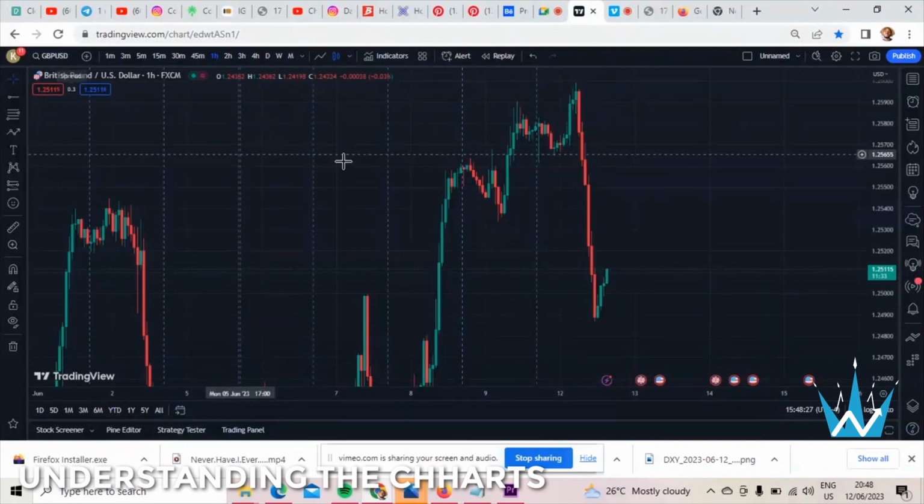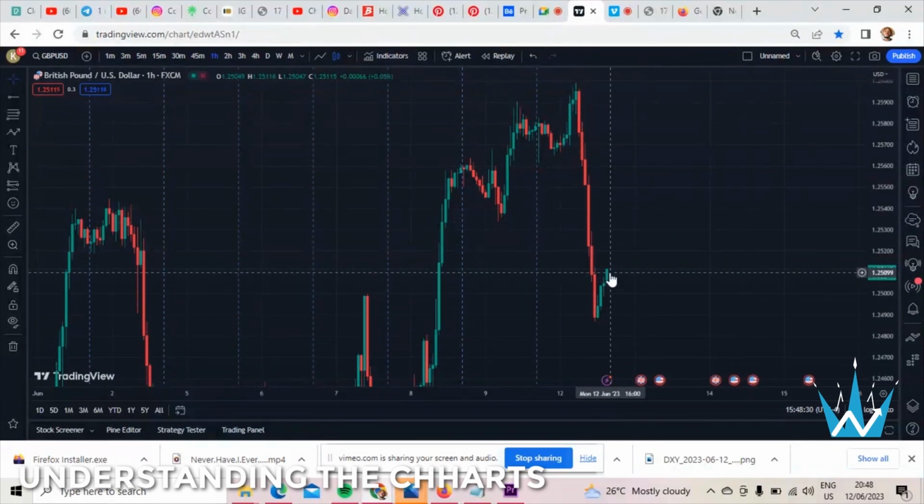GBP USD means £1 is equivalent to $1.25115. Now that is what it is. If I put my pointer on it, you can trace it to the horizontal side at the bottom, where you see something highlighted: Monday 12th June 2023. That highlights the particular time this is happening.